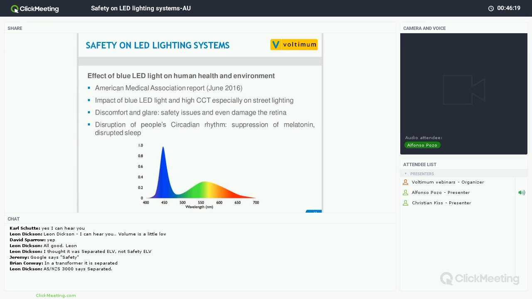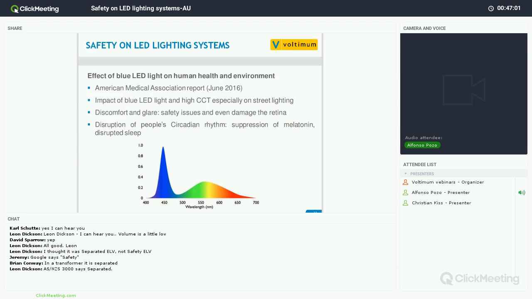So the AMA in this statement also recommends to minimize and control the emission of blue light outdoors, especially in street lighting: reduce glare, provide shields for fixtures to minimize the glare, and use warmer color temperatures in outdoor installations, especially 3000 Kelvin or even lower, typical color temperatures of high pressure sodium lamps, the ones that we usually see at night on roadways, and possibly dimming it during the off-peak periods.